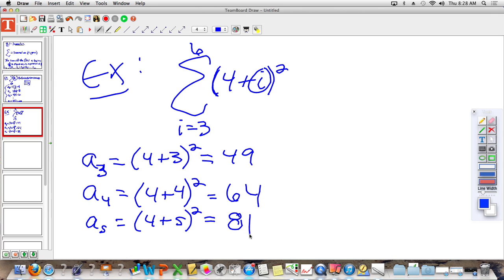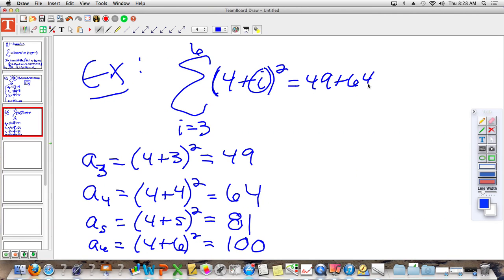What are these numbers, you guys? These are all perfect squares. 7 squared, 8 squared, 9 squared. What's the next one going to be? 10 squared. a sub 6 is going to be 4 plus 6 squared, which is 10 squared, which is 100. So when you find the sum of this, you are adding together 49 plus 64 plus 81 plus 100. I don't know what you get. 294. Yep. In agreement, you guys? Indeed. 294.